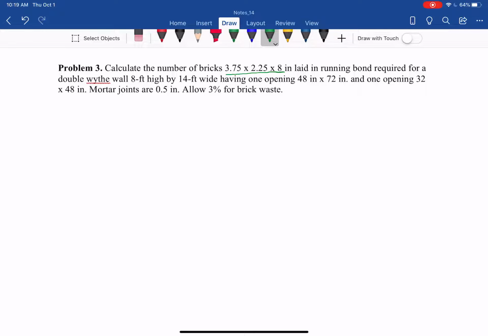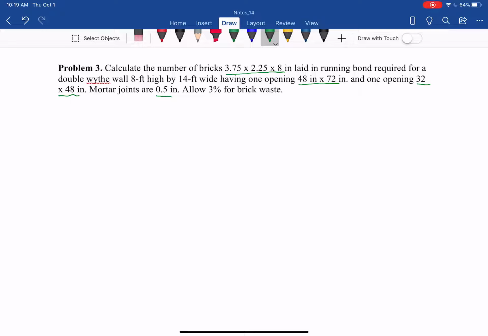The wall size is 8 feet high by 14 feet wide, and it has openings, so we have to deduct those openings out. One is 48 inches by 72 inches, so assume that is a door, and another opening is 32 inches by 48, which can be a window. The mortar joints are 0.5 inch, and we allow 3% for brick waste, breakage, etc. So what is the number of bricks we need to find out?